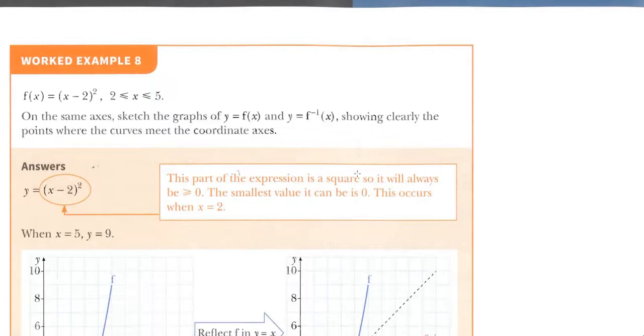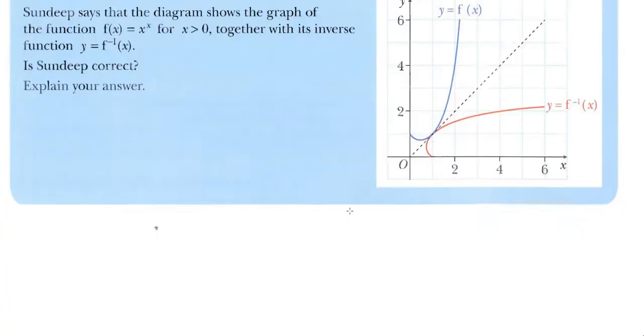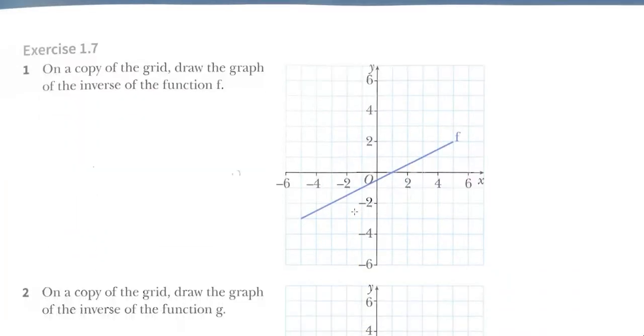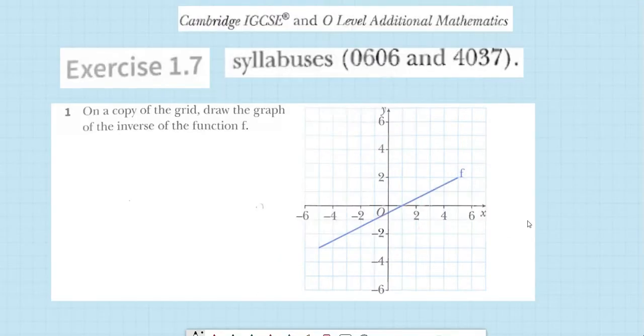But I advise you to do all the worked examples yourself. So I am going to start exercise 1.7, question number 1. Here we go. On a copy of the grid, draw the graph of the inverse of the function f.